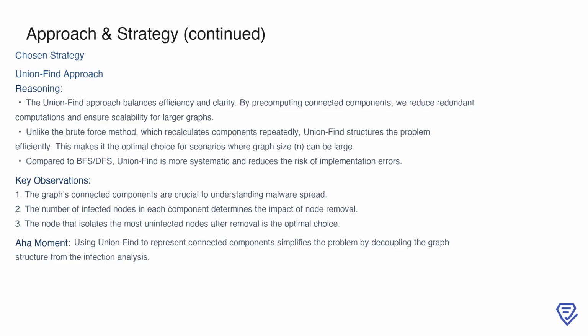Key observations supporting this choice include the importance of understanding the graph's connected components, the role of infected nodes within these components, and how isolating uninfected nodes determines the impact of a node's removal. The real insight here is that union find simplifies the problem by decoupling the graph structure from the infection analysis, making it the optimal choice for scalability and maintainability.